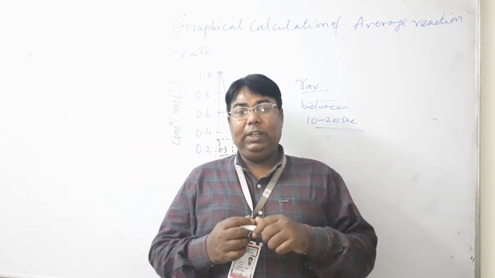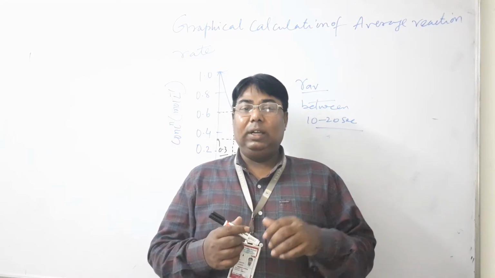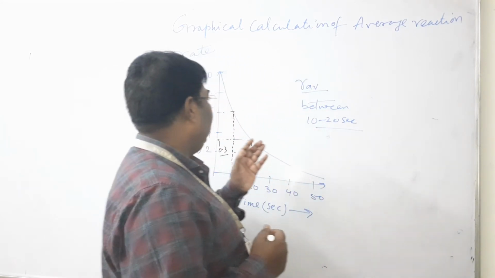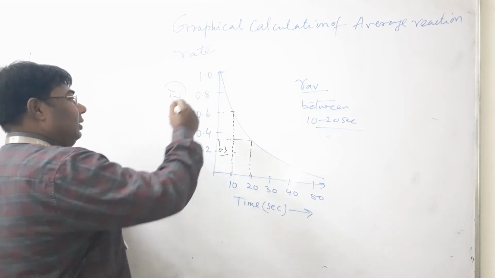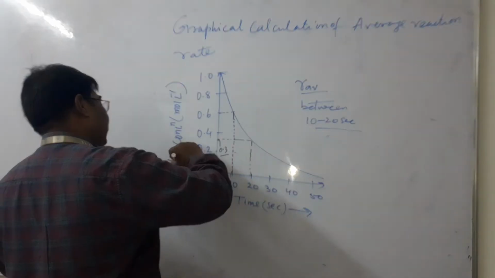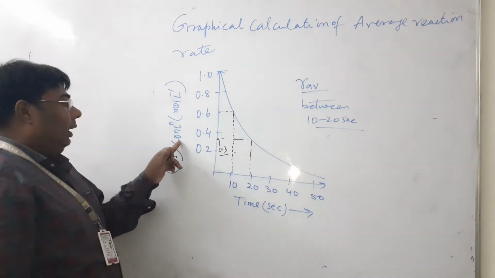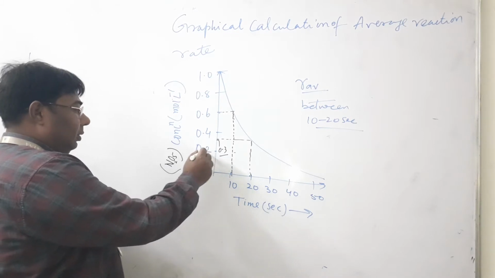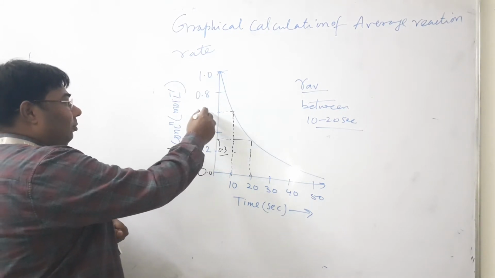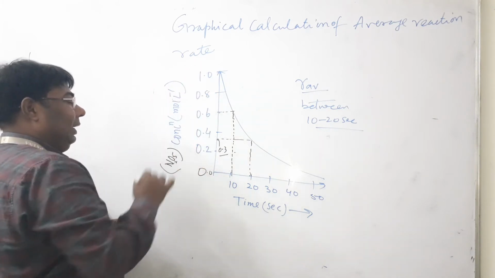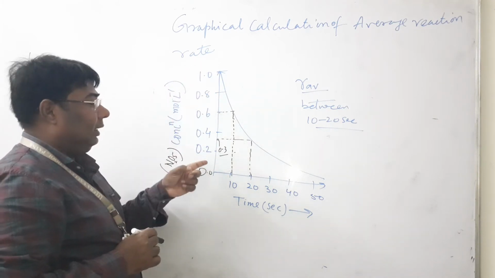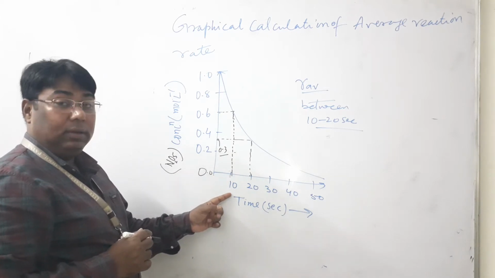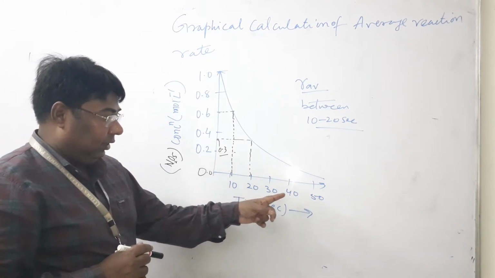Okay. Now we discuss how you would find out the graphical calculation of average reaction rate. So we put a graph plotted here. There is the concentration of N2O5, and concentration is in mole per liter, which is 0.2, 0.4, 0.6, 0.8, 1.0. We place concentration on the y-axis, and on the x-axis we take time 10, 20, 30, 40, 50.